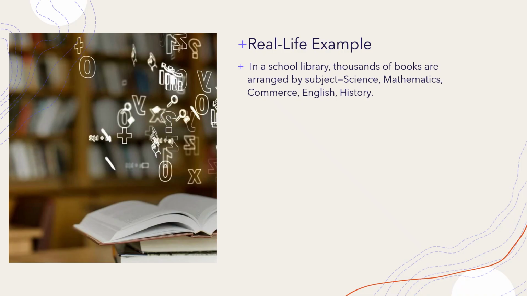Let's take again a real-time example. In a school library, thousands of books are arranged by subject: science, mathematics, commerce, English, history. Now imagine if all these books were dumped in one pile without arrangement. Would you be able to find the book you need quickly? The answer is no. Just as books are grouped by subject, accounting groups transactions into accounts so that information can be retrieved easily.